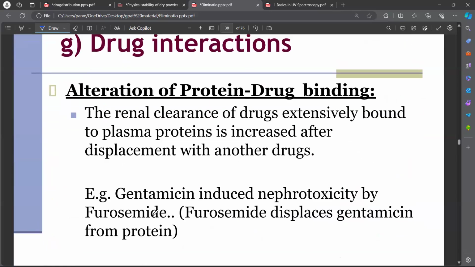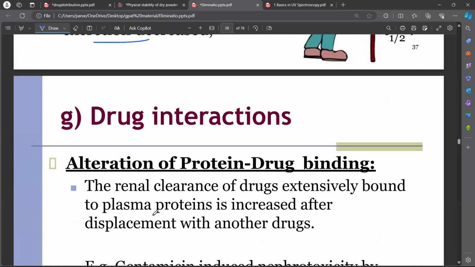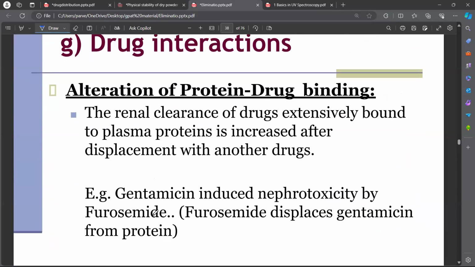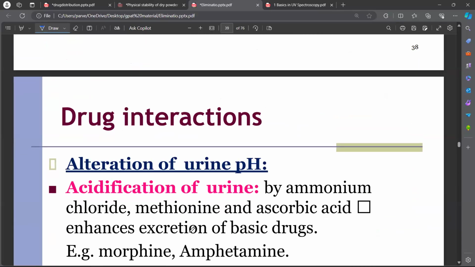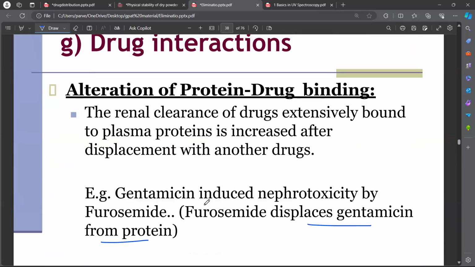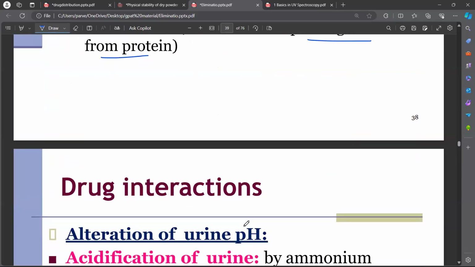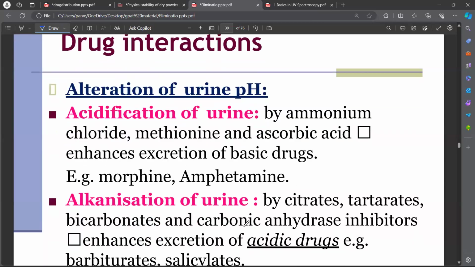There are different drug interactions which occur between drugs, which may inhibit drug reabsorption, tubular secretion, etc. A classical example is gentamicin-induced nephrotoxicity by furosemide, because furosemide displaces gentamicin from protein binding, by which gentamicin causes nephrotoxicity.